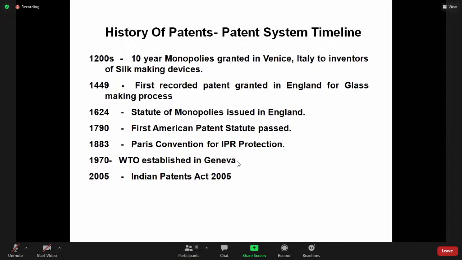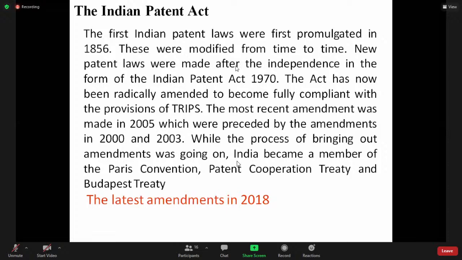And then only we have prepared. In 1970 only we have prepared our Patent Act. Now afterwards we have had a lot of changes, but it was started in 1917. We have done the latest amendments in 2018 only, right? And now India has become a member of the Paris Convention, the Patent Cooperation Treaty, and Budapest.